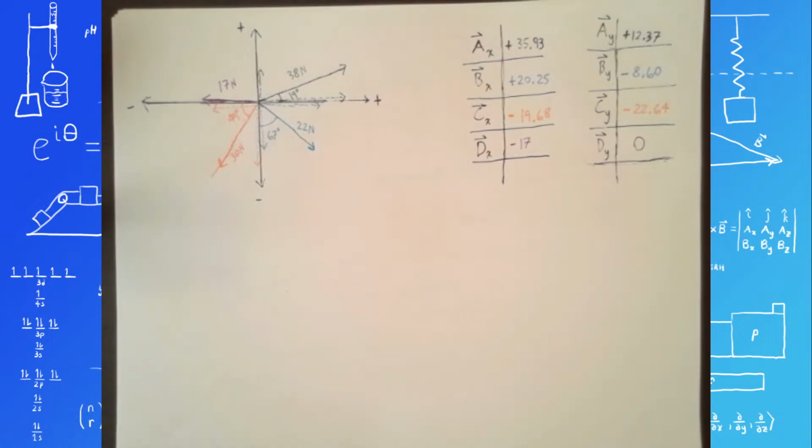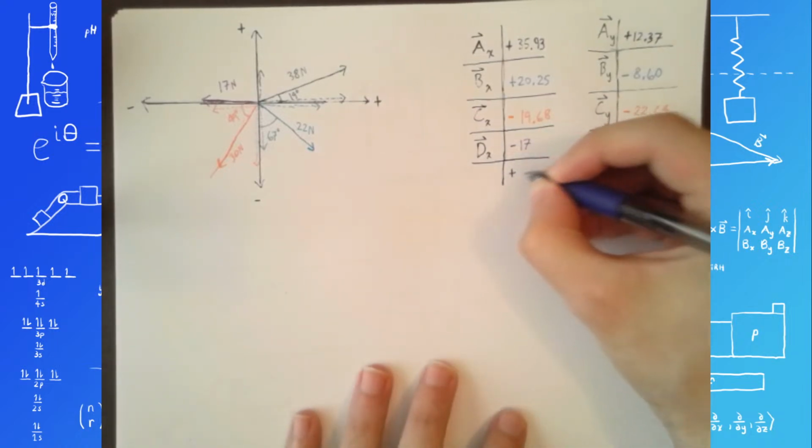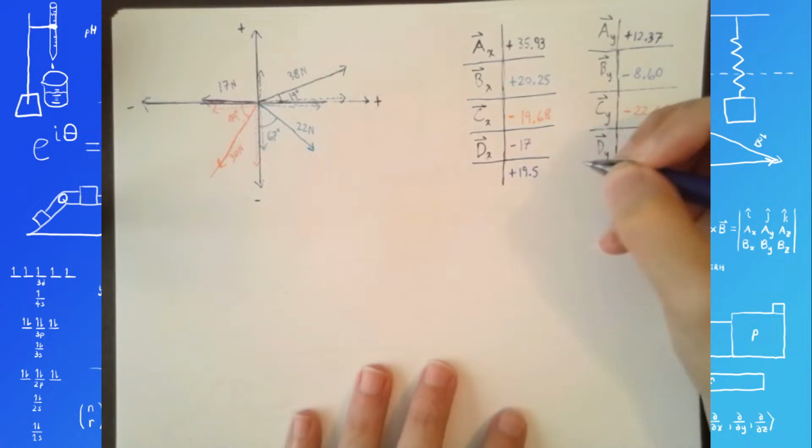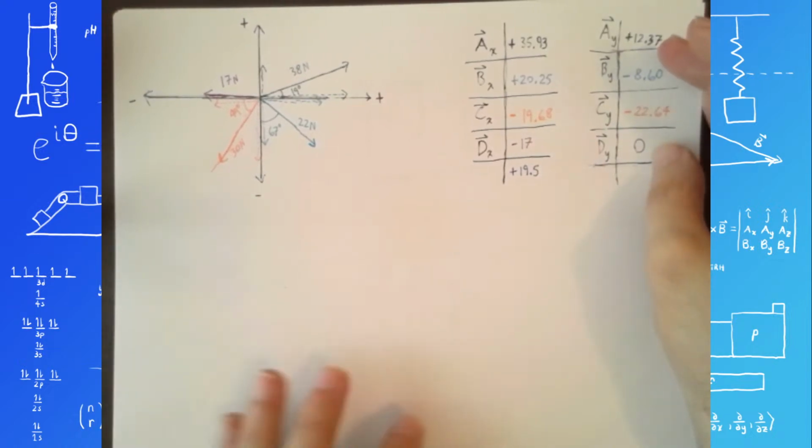35.93 plus 20.25. Oh yeah, those numbers are way bigger than the subtracted numbers. Minus 17. Okay, and I'm getting exactly 19.5. That's quite something. Did I type that all in right? 35.93 plus 20.25 minus 19.68 minus 17. Yeah, exactly positive 19.5. The fact that it came out positive tells me that overall it's to the right.